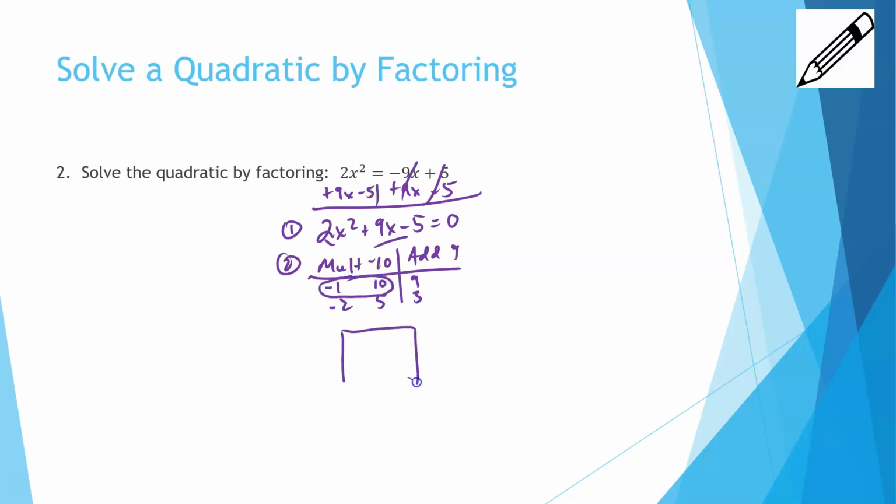However, remember, because a is not 1, I need the box. The first term, the 2x squared, goes in the upper left. The last term, the minus 5, goes in the lower right. And then these 2 values go on the diagonal with an x. Negative 10. Factor out the greatest common factor.